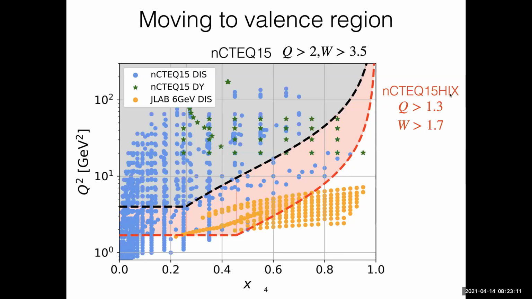For nCTEQ15HIX, what we've done is lower our kinematic requirements to Q greater than 1.3, W greater than 1.7. As we're including a lot more low-Q data too, we start to scrape the top of this really high precision nuclear DIS data that's available. And so that's what we're going to be doing as we move forward.